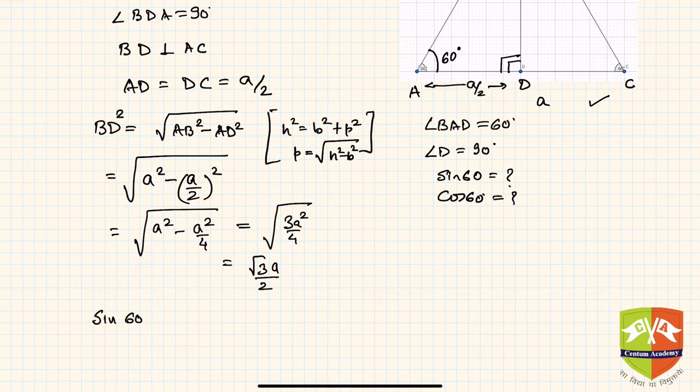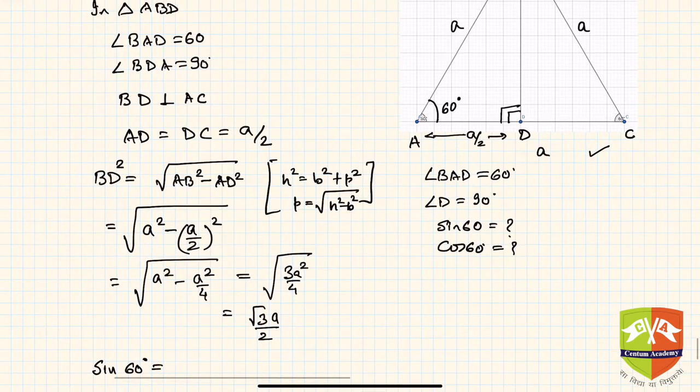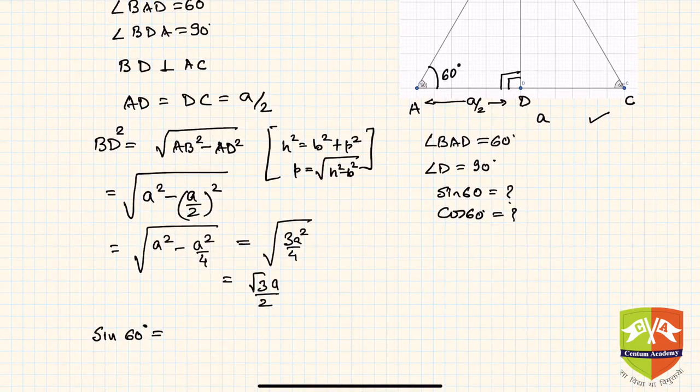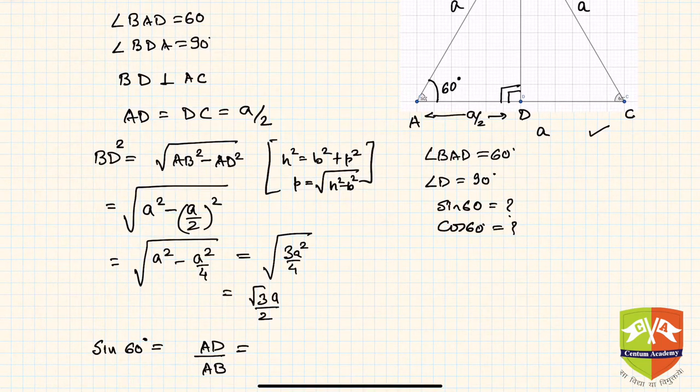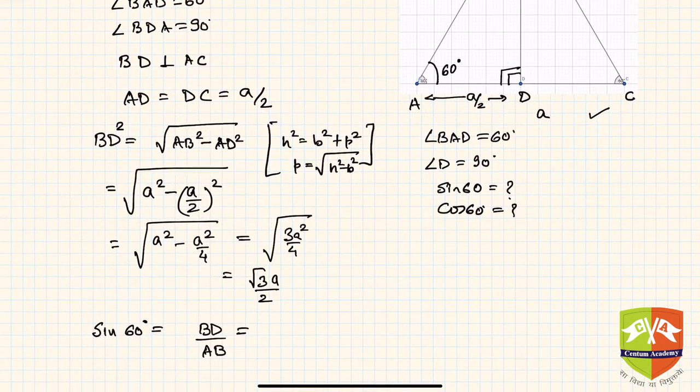Now let us find out the value of sine 60 degrees. So sine of 60 degrees is nothing but opposite by hypotenuse. So it will be nothing but BD upon AB. So what is BD? We just found out it is nothing but root 3 by 2 A. And what is AB? AB is A. So hence sine 60 is nothing but root 3 by 2, as A and A get cancelled.